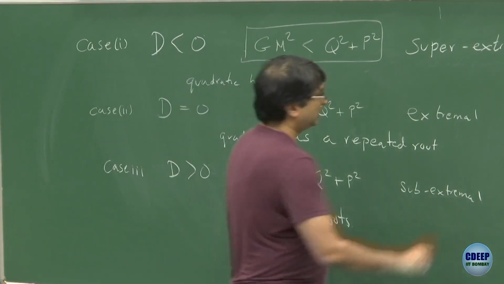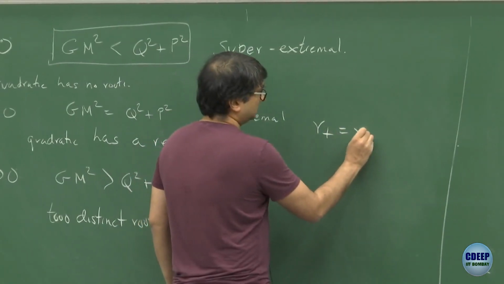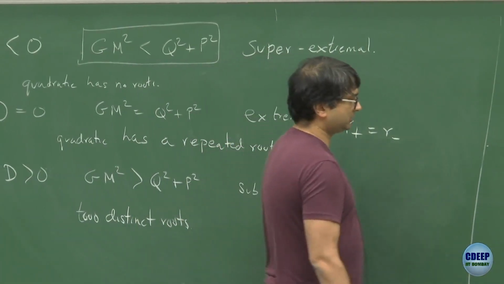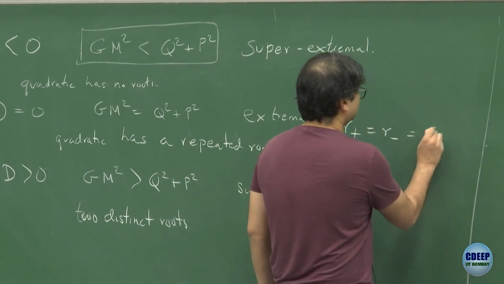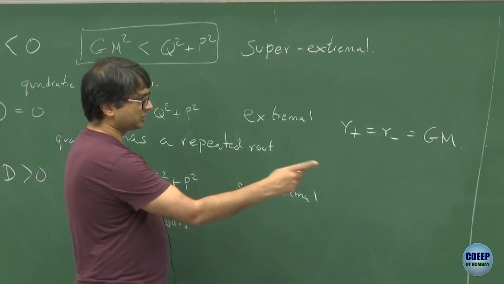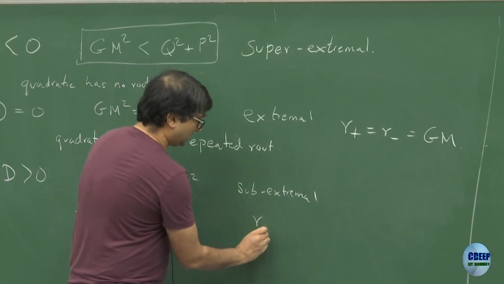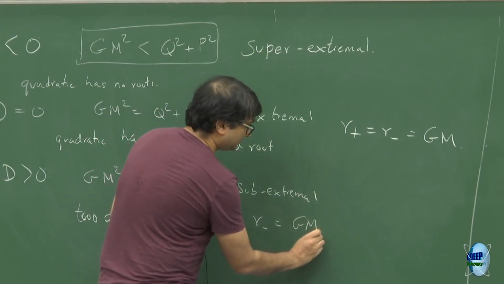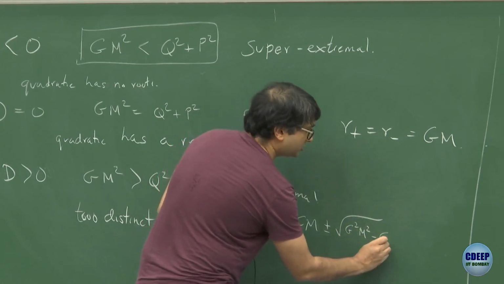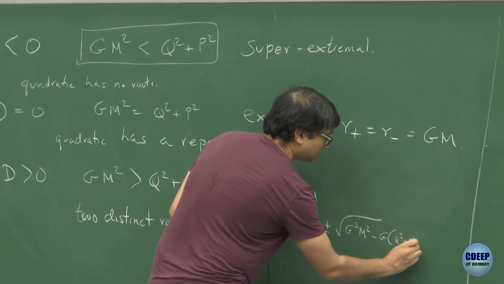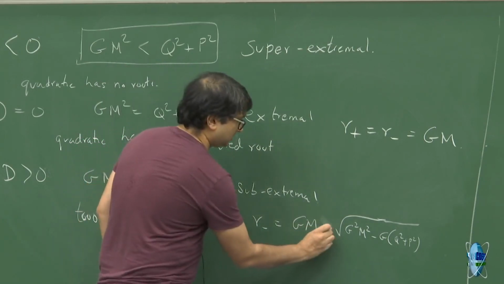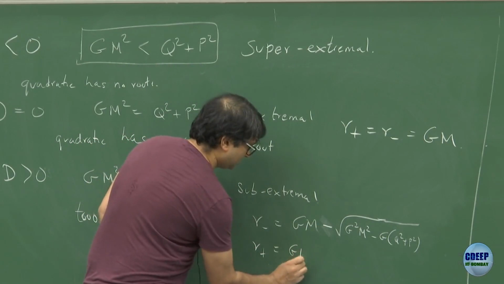Okay, in the case where you have a repeated root, r plus is equal to r minus is equal to, when this discriminant is 0, the root is just gm. In the case when you have distinct roots, one of the roots is smaller, which I've denoted as r minus. So r minus will be equal to gm minus the square root of g square m square minus g into q square plus p square. And r plus will be gm plus this.